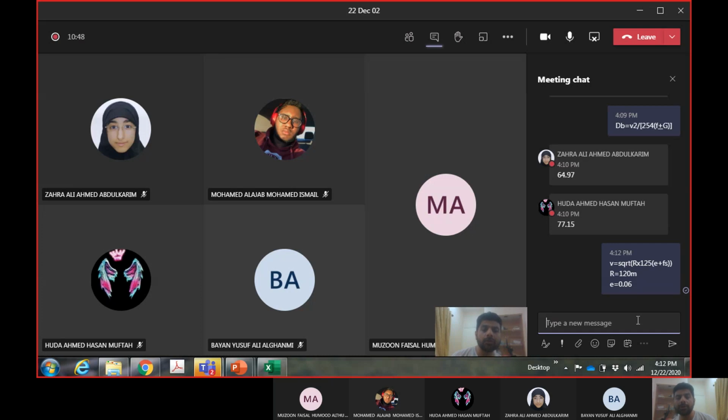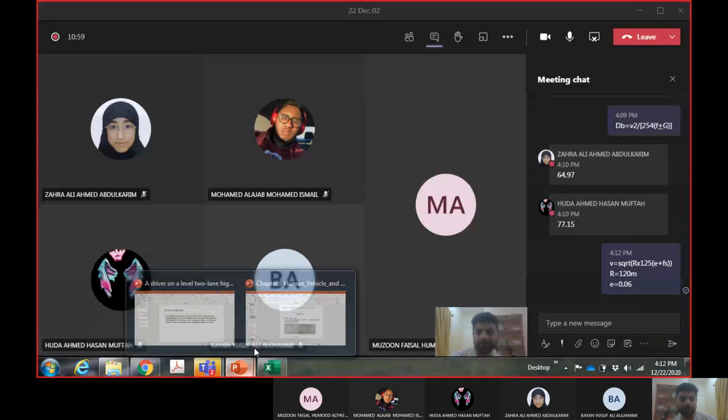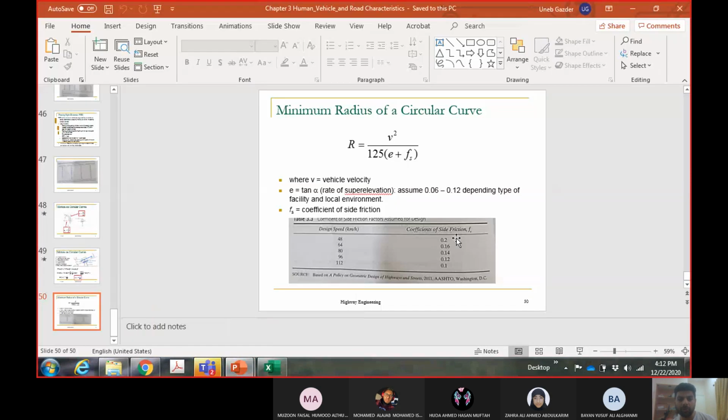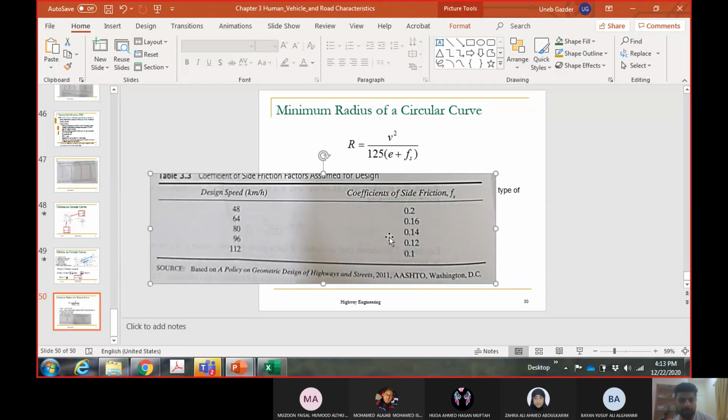Now Fs, what you will do is, whenever there are two unknowns in an equation, you have to assume one value and calculate the other value, and then later on you check. So in this case, I will assume a value of Fs to be 0.2. If Fs is 0.2, then the equation should give you a velocity of 48, if your assumption is correct, right?